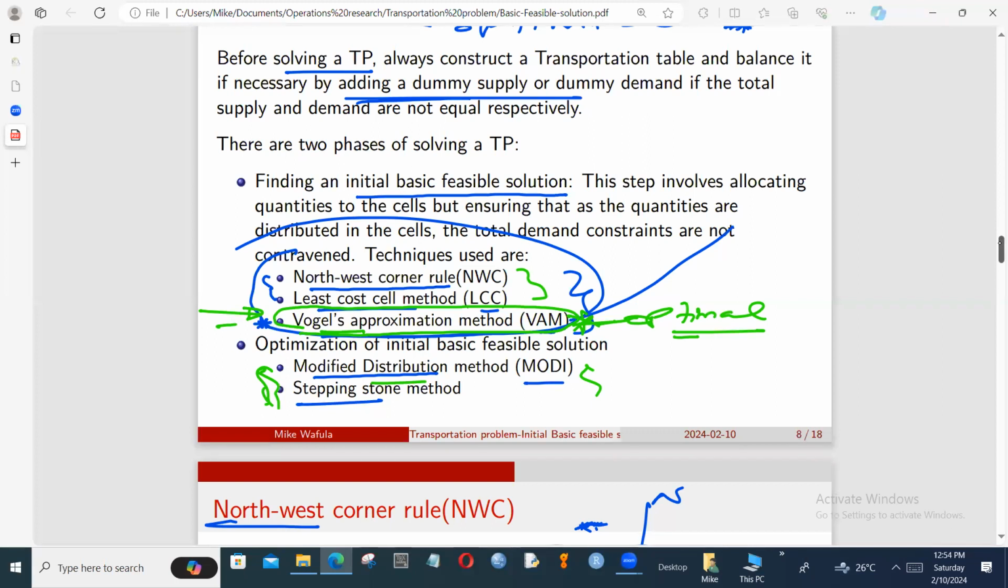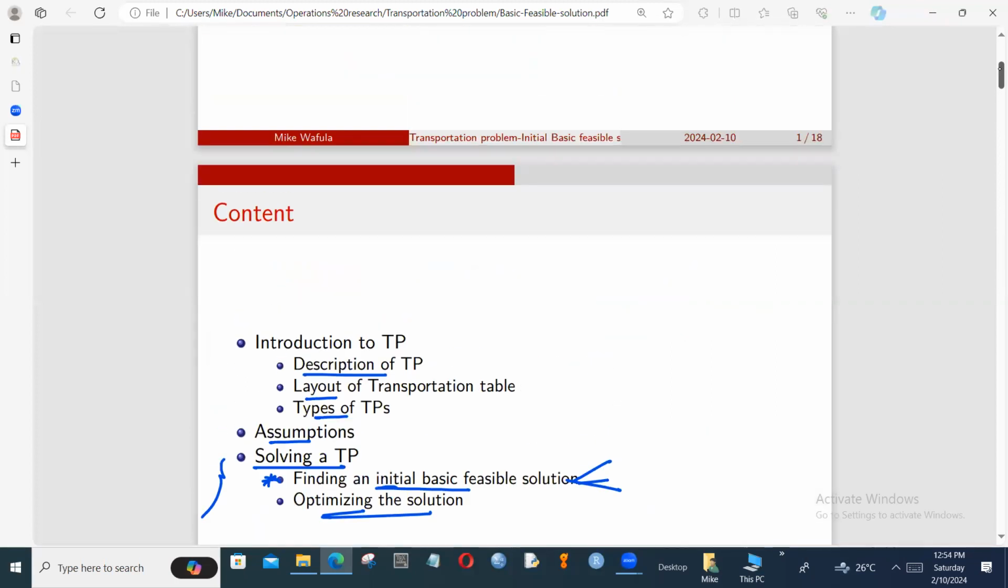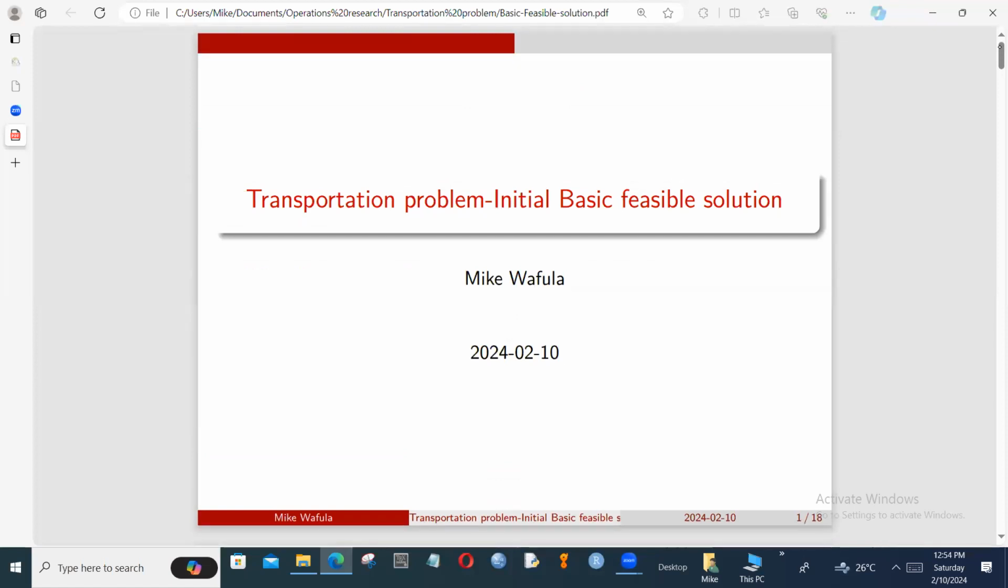So ladies and gentlemen, I want us to stop there today. Today was just looking at how we can determine the initial basic feasible solution, which we have said is the first phase of solving a transportation problem. So that maybe from next time we can now look at how to optimize the initial basic feasible solution by looking at the various techniques that are proposed on the course outline. I don't know whether you have any questions so far.